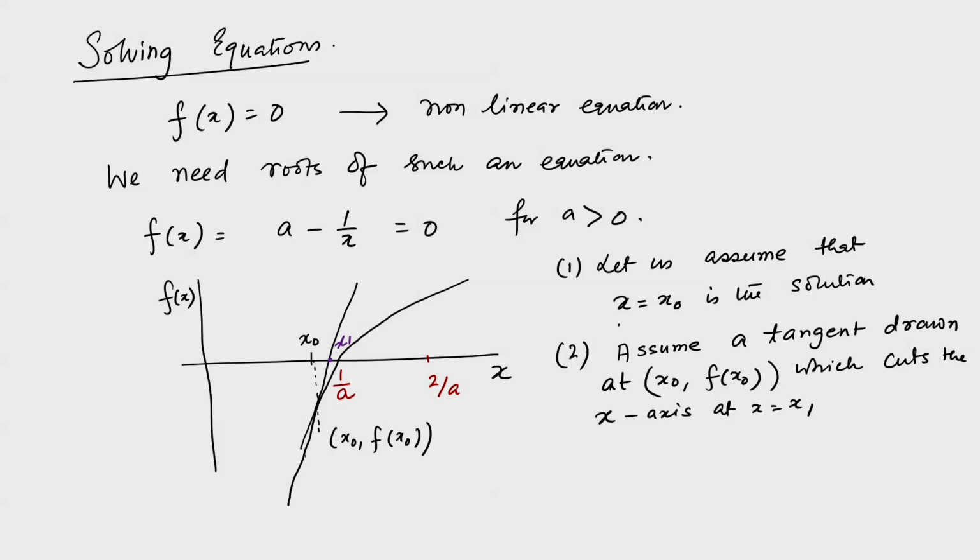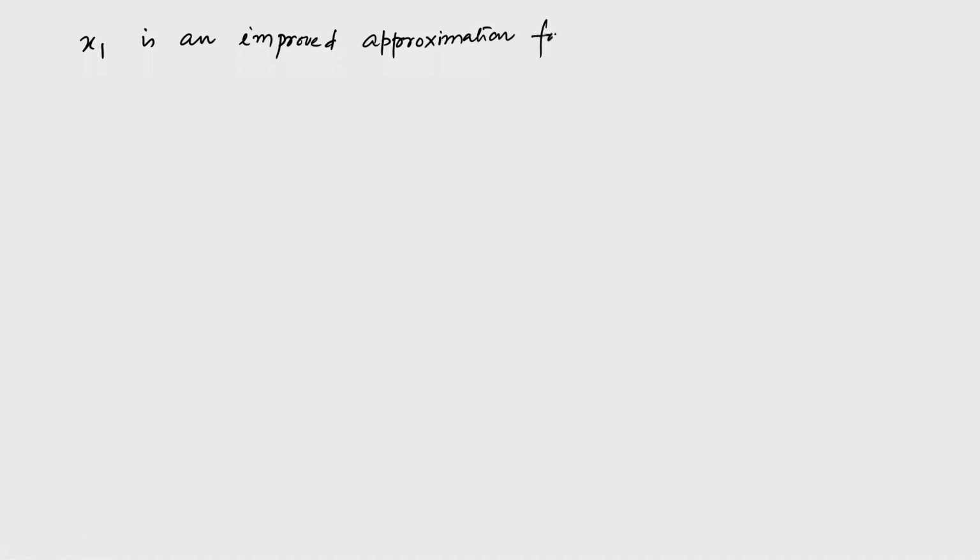All right. So, this is the situation. So, we have drawn this and we have got a point x 1 which is the solution. Okay. So, x 1 is an improved approximation for the root.